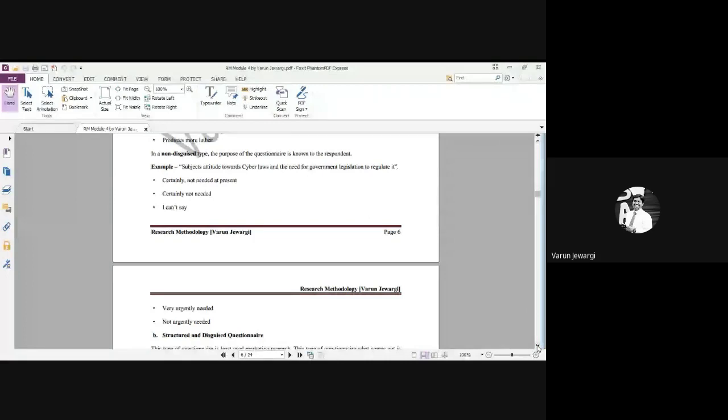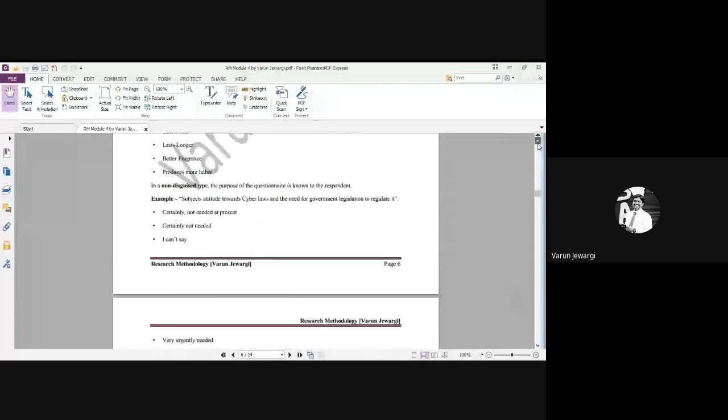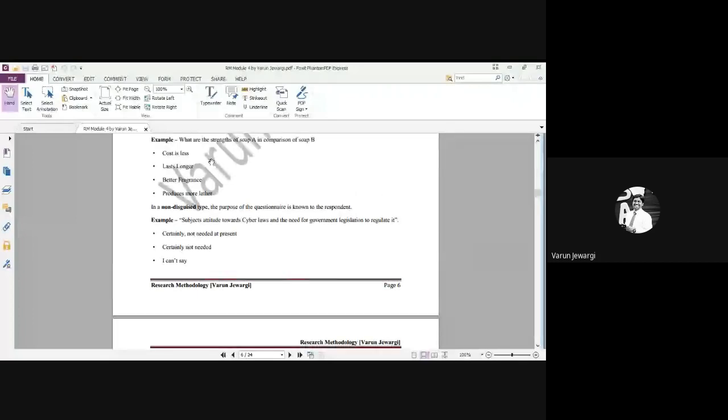If you have the handout in your hand, please compare and understand this. It's very straightforward and very well structured. Cost is less is a straight answer that I'm giving. Over here, certainly not needed at present, I can't say, is a hypothetical answer, which is what happens in non-disguised. Are you getting the point, students? Yes or no? Is it confusing?